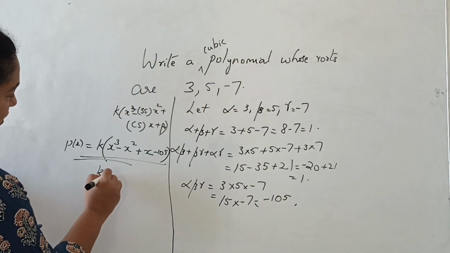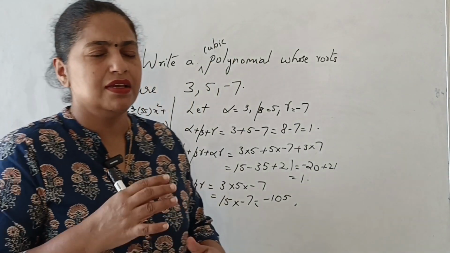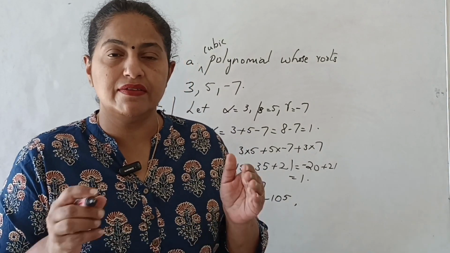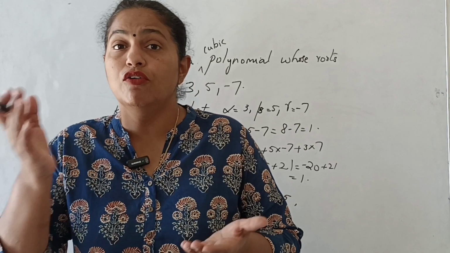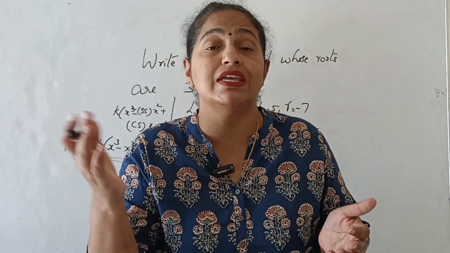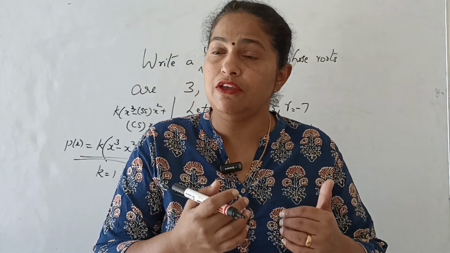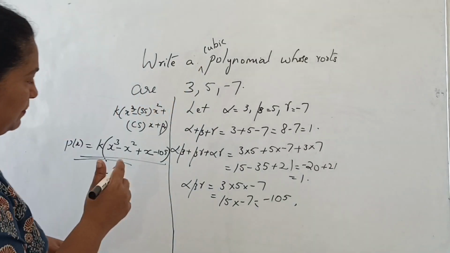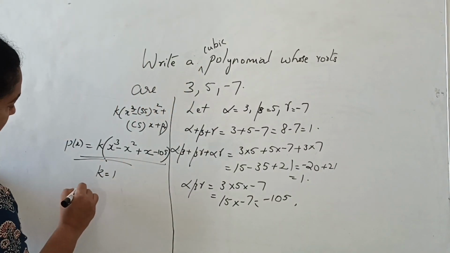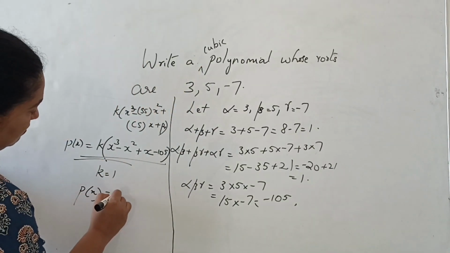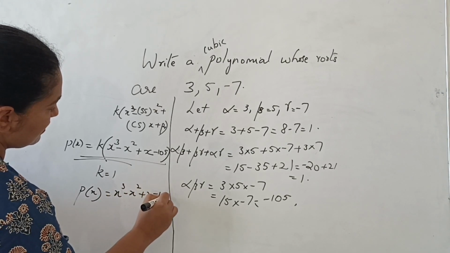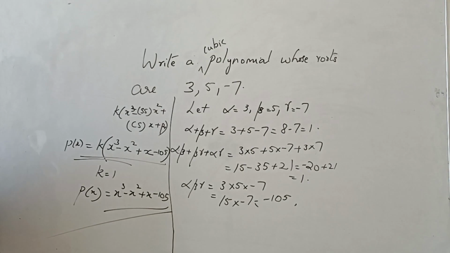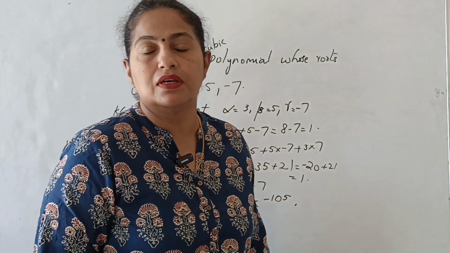When you are writing it in the answer sheet, say that this is a general form of the required cubic polynomial. For different values of k, we get different polynomials. Then you say when k is equal to 1, p of x becomes x cube minus x square plus x minus 105. And end it over there.